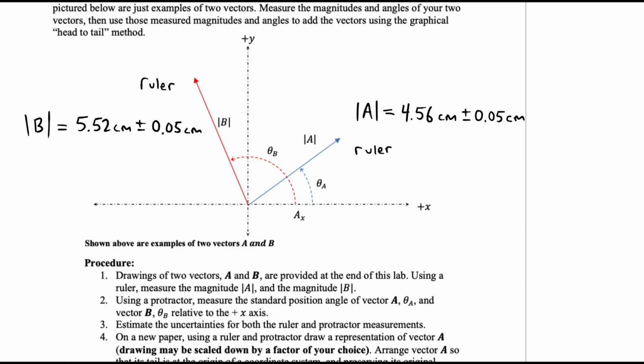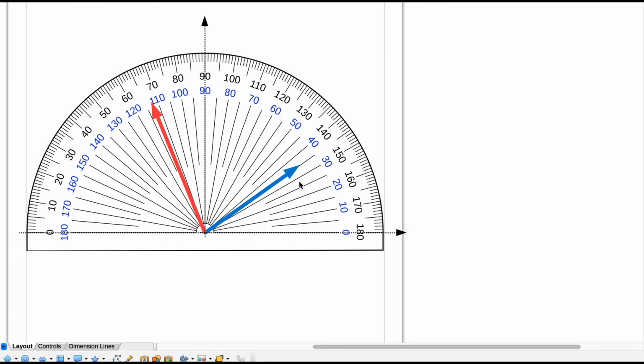Now that I have the lengths of A and B, I need to find their angles in standard position. We'll call that theta A and theta B. So what I'd want to do is place a protractor down on top of the vectors so that I can measure the angle of A, which is the blue here. It looks like it's between 35 and 40. I'd say 35.2 plus or minus 0.5.